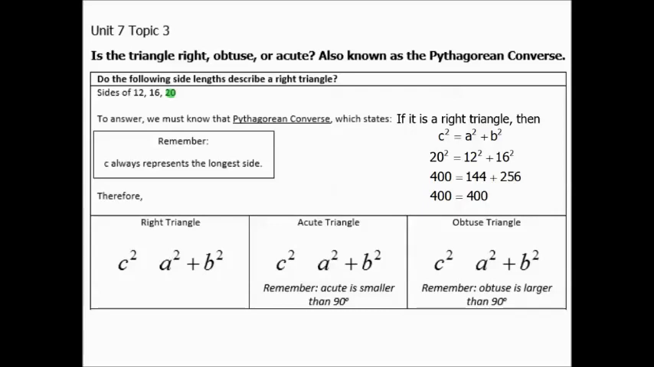Now down below, we've already said that if c squared equals a squared plus b squared, it would be a right triangle. We also have acute and obtuse triangles. In an acute triangle, acute is always less than 90. So if c squared is less than a squared plus b squared, it is an acute triangle. If c squared is greater than a squared plus b squared, then it is an obtuse triangle.